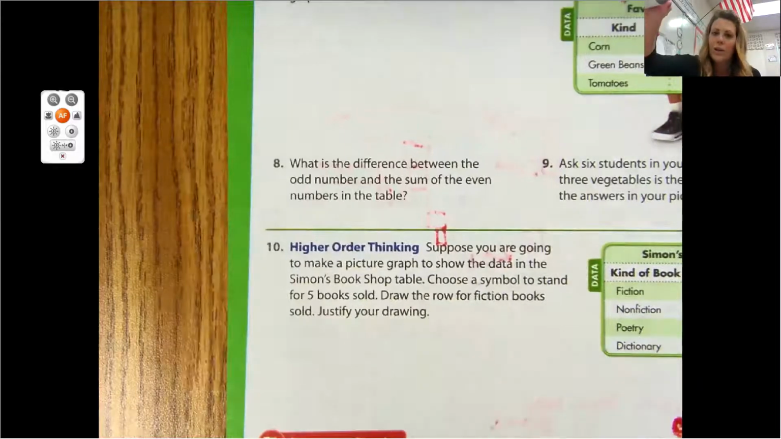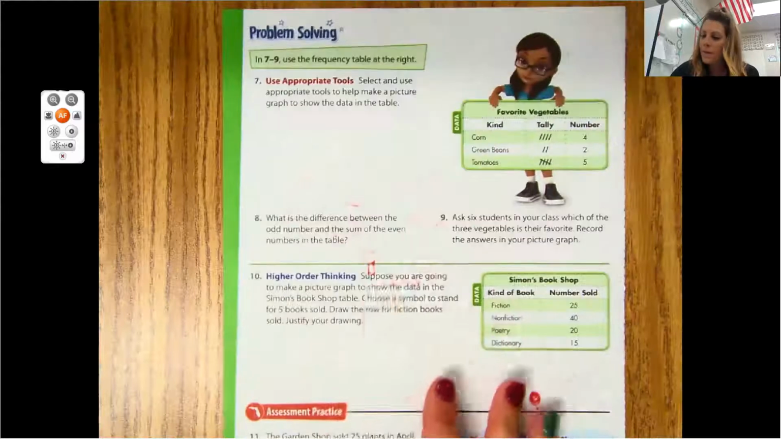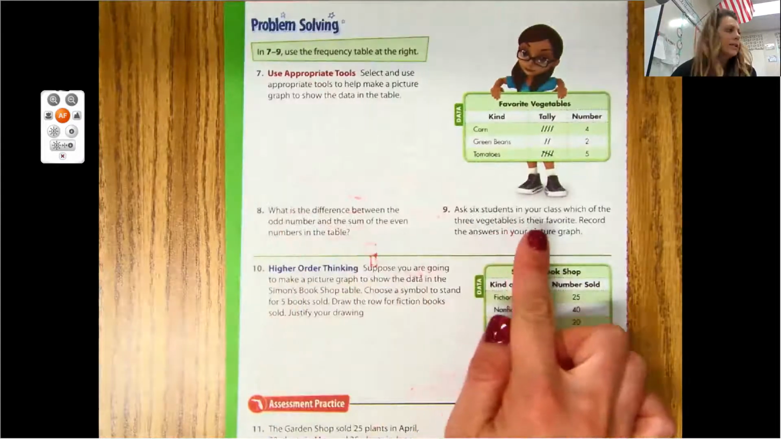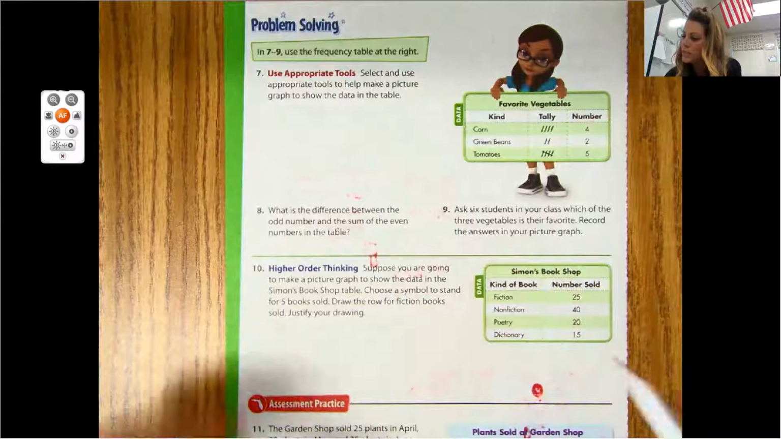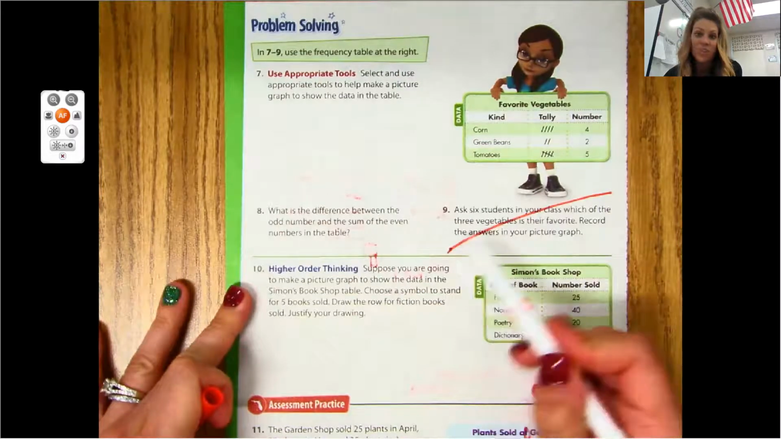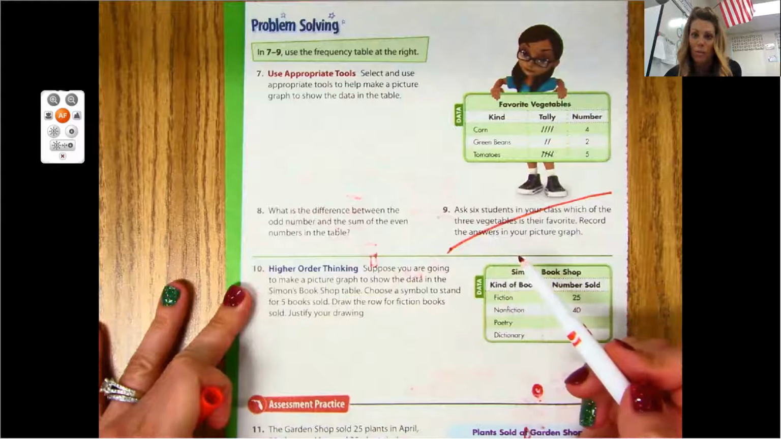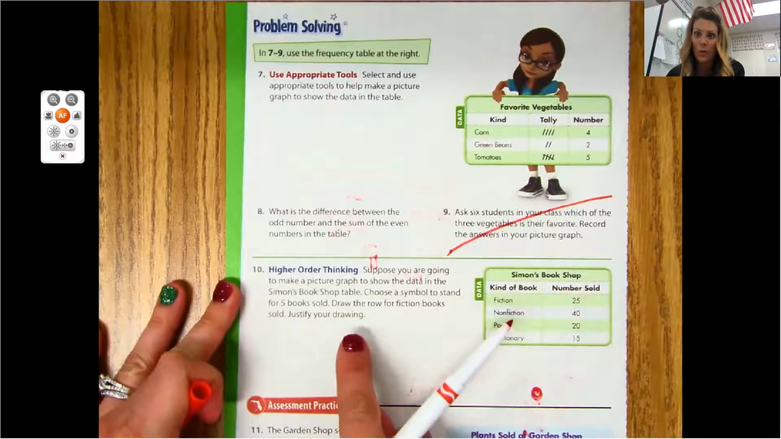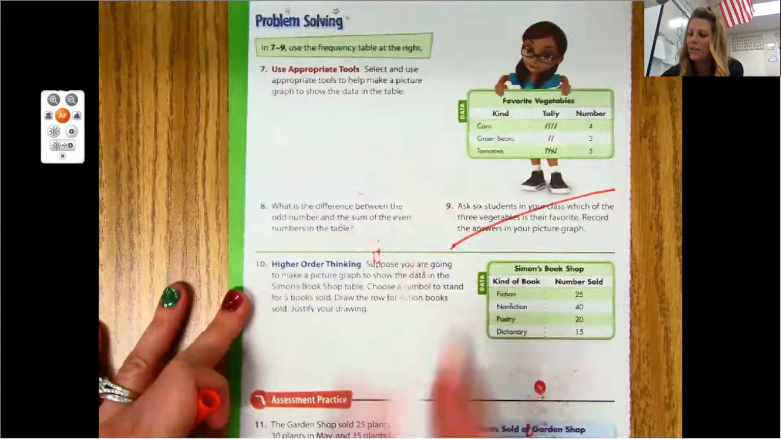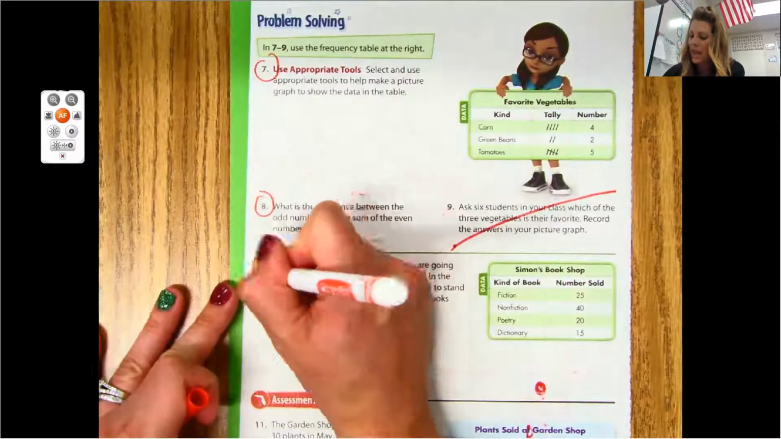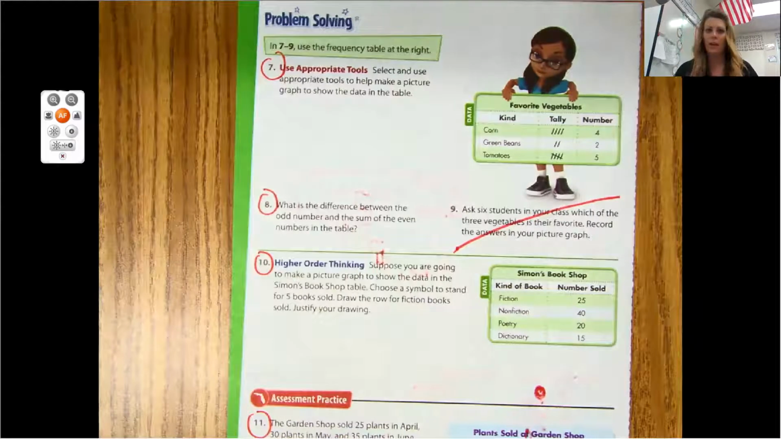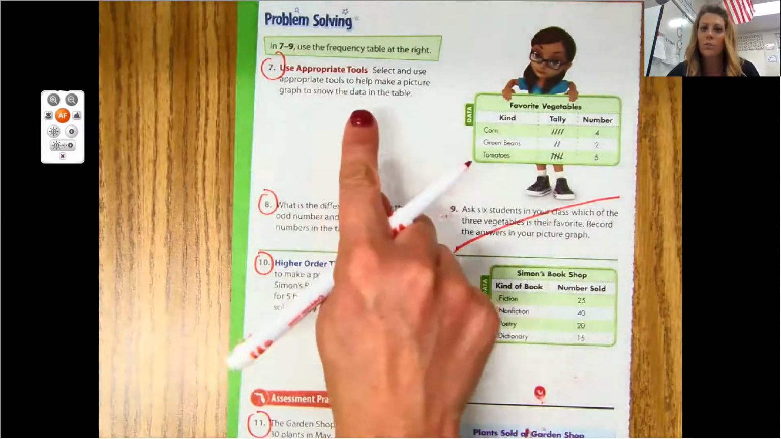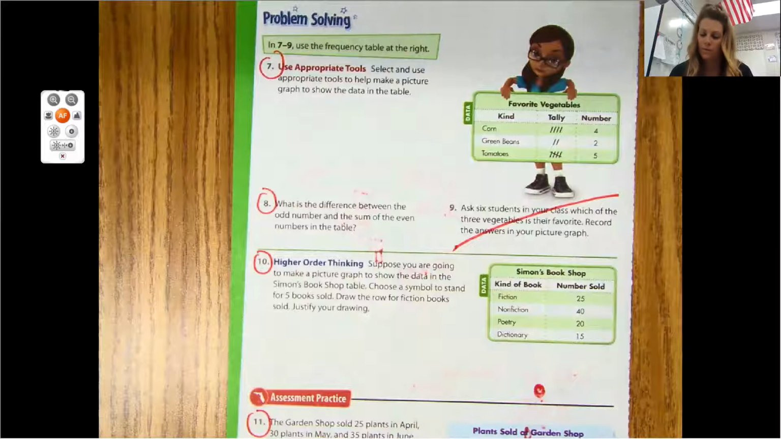All right, let's go ahead and look at the back. The back, you are going to do 7, 8. You do not need to do number 9 unless you want to, and you could maybe do it at home, asking friends at home. 10 and 11. So you're going to do 7, 8, 10, and 11. All right. So they are wanting you to make some picture graphs here. Make sure an adult checks your work and you fix any mistakes that you have.